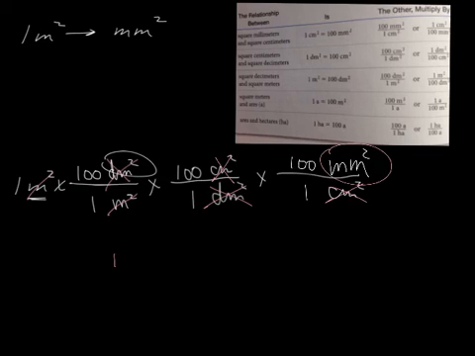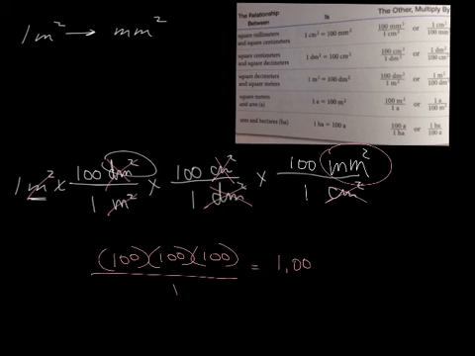So now I'm going to multiply 100 times 100 times 100 all over 1. And when I multiply all those through, in 1 square meter, there are 1 million square millimeters. And that's what we get for example 7.